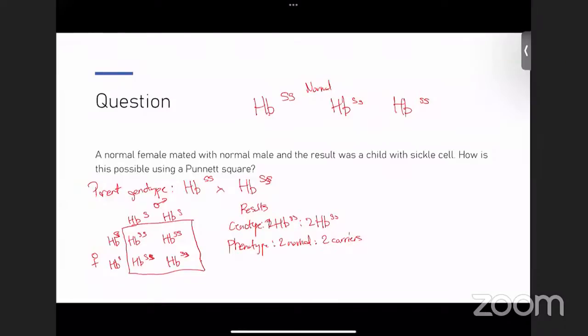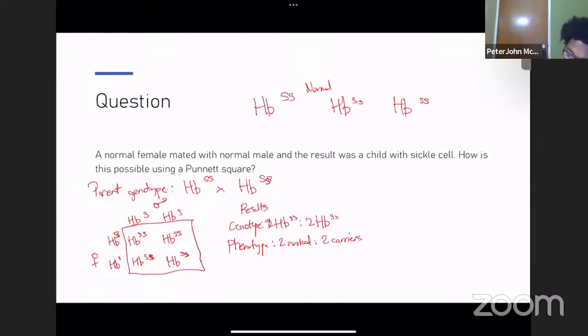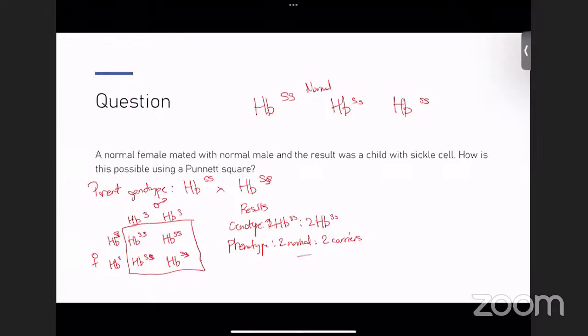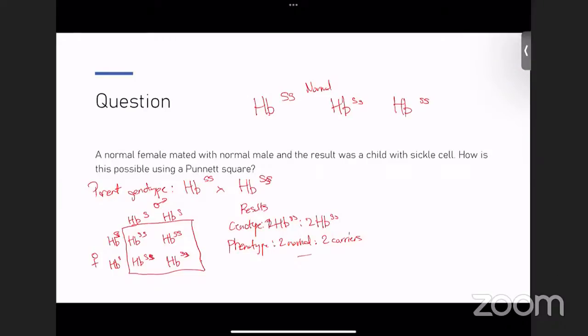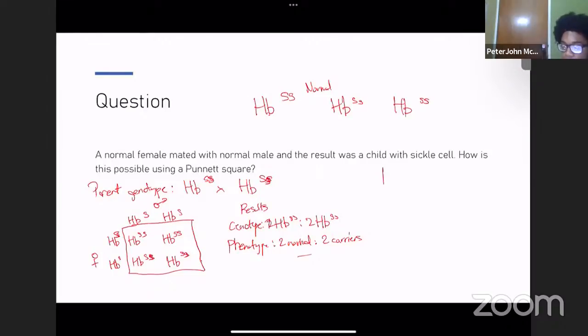So, do we see anyone affected here in this class? No, sir. So is this correct? No, you need to have 2 carriers mating. So it has to be capital A, HB, capital S, common S times HB, capital S, common S.